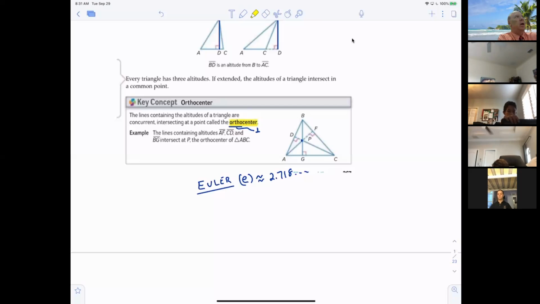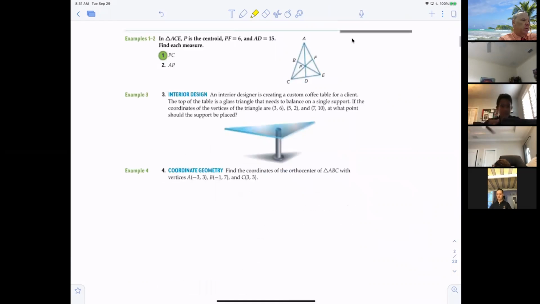I like the incenter and the circumcenter because you can draw circles. The centroid is simply the medians, and the orthocenter is the altitudes. All right, now let's go ahead and get started with today. So here we go.